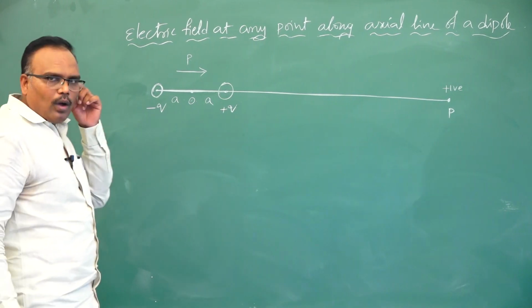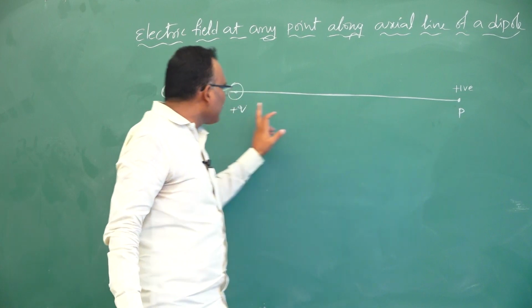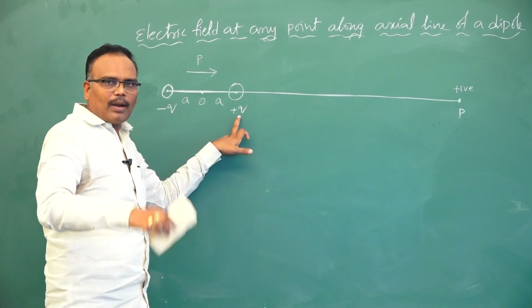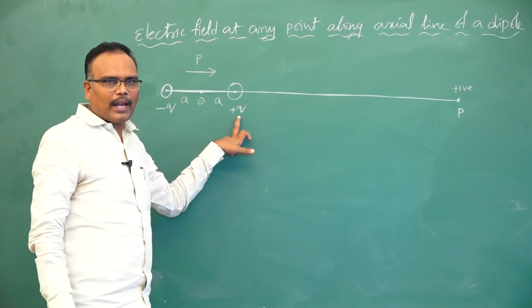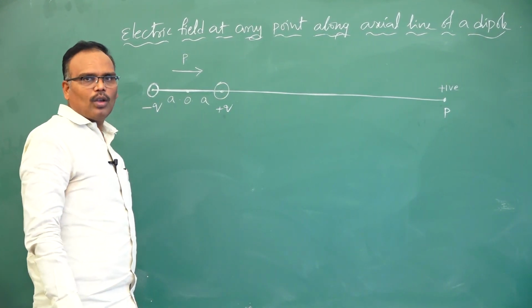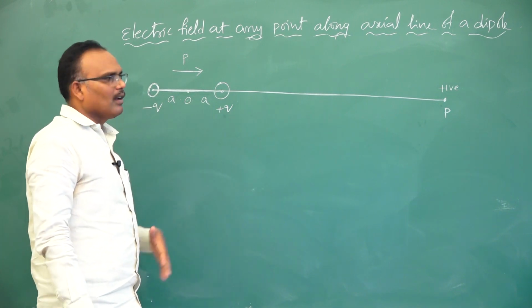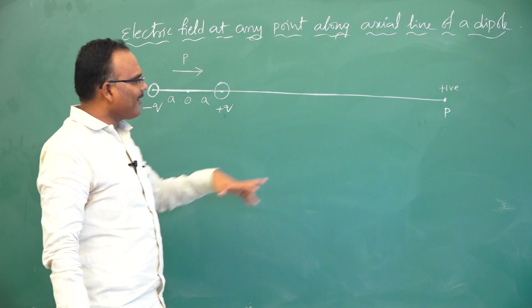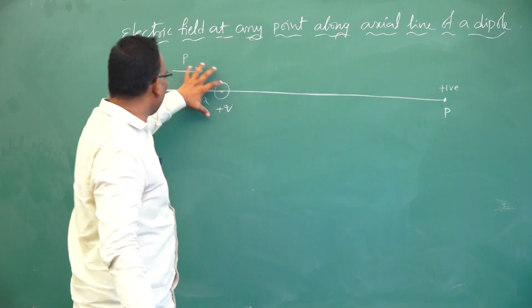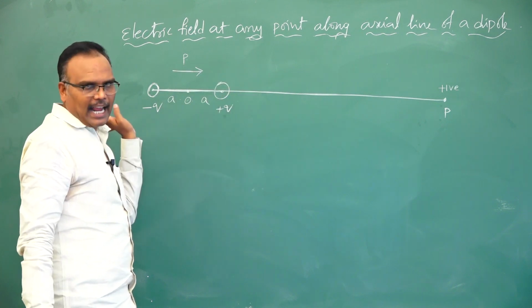See, I know how to calculate electric field at this point due to a single charge. That is 1 by 4 pi epsilon naught q by r square. Two charges at a time, calculation I don't know. So we will use the principle of superposition and we will derive an expression for electric field at this point due to this entire system. Now I will take one charge at a time.